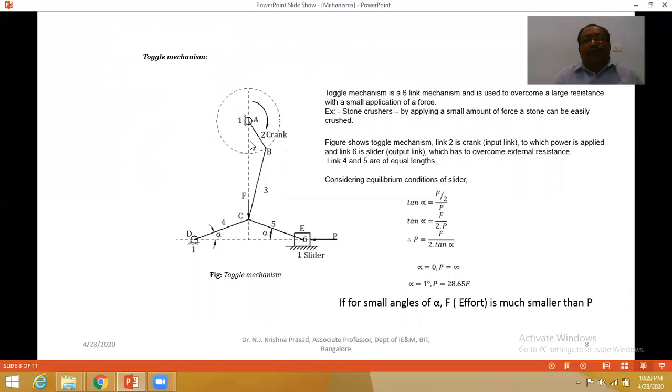When the force is resolved, you'll get the equation tan alpha is equal to F/2 divided by P. So if you rearrange the values, you'll get it like this. The meaning of that is, when it continuously rotates, alpha is reducing. When it is reduced to the value 0, the value of P is infinity. So for a small amount of P, the resistance is more, so it is helpful for stone crushing, and also in the case of embossing we have used this type of mechanism.